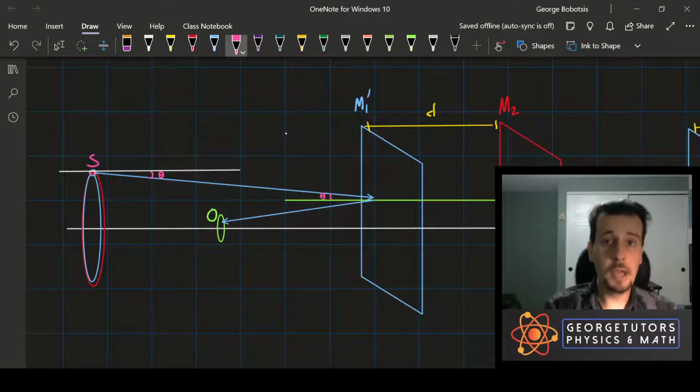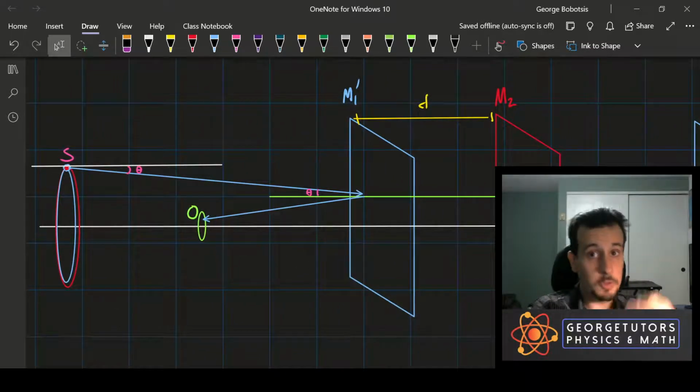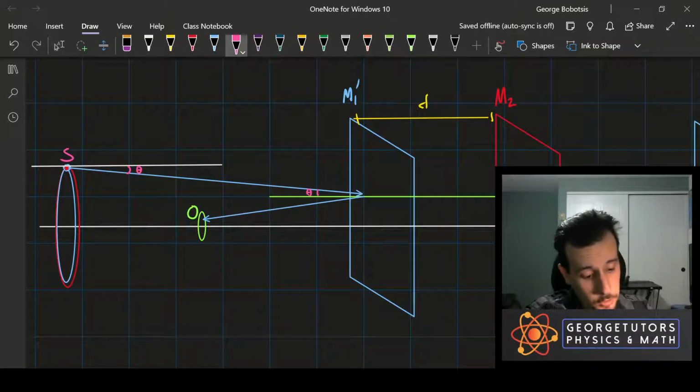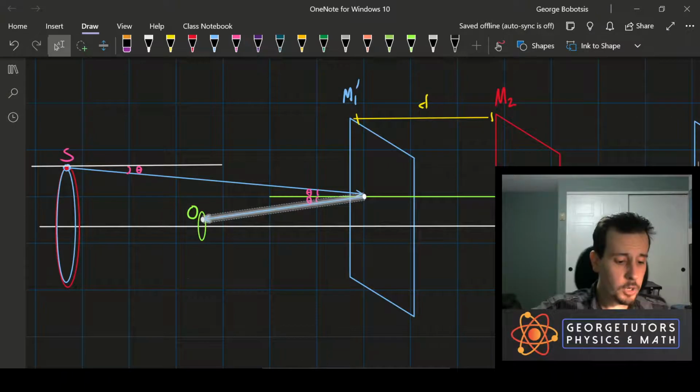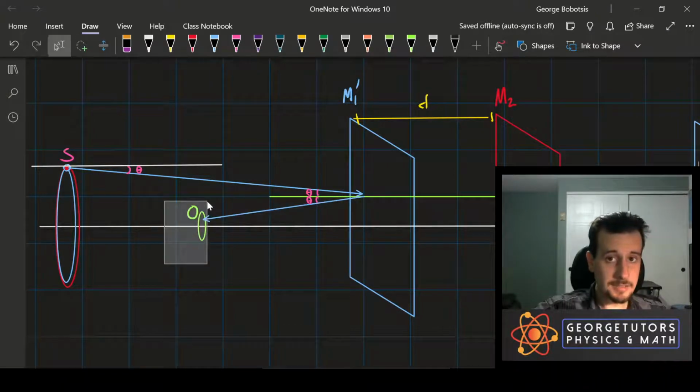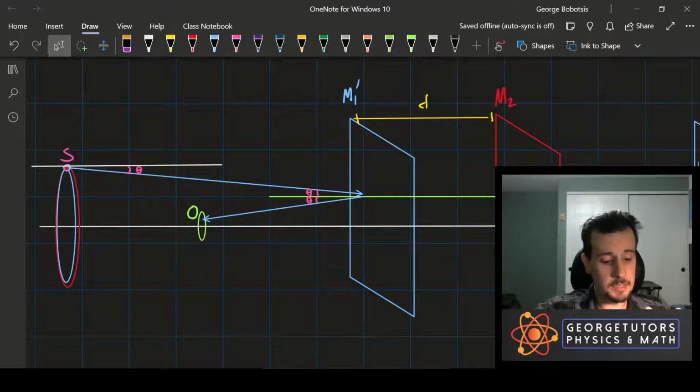What do you know, though? According to the laws of reflection, the incidence angle needs to be equal to the reflection angle, so this one over here will be theta as well. Now, where would the observer see the actual source appear right now? Would it see it like this distance behind the mirror?